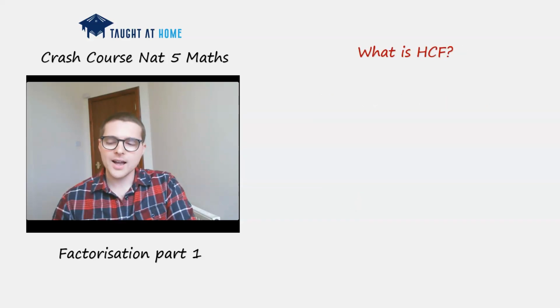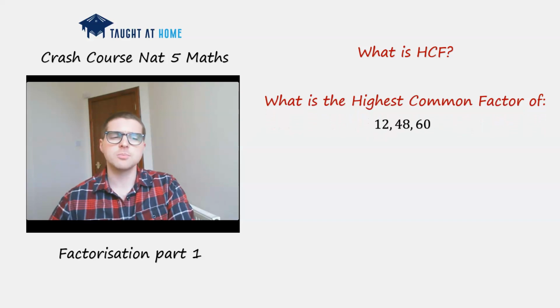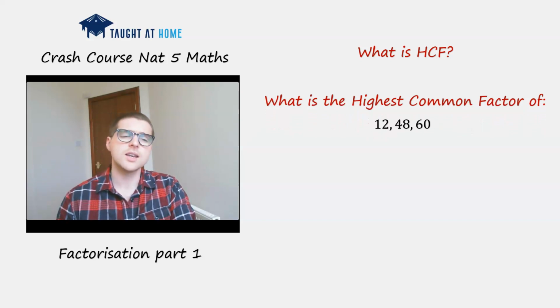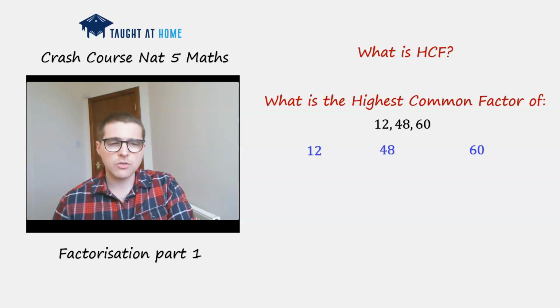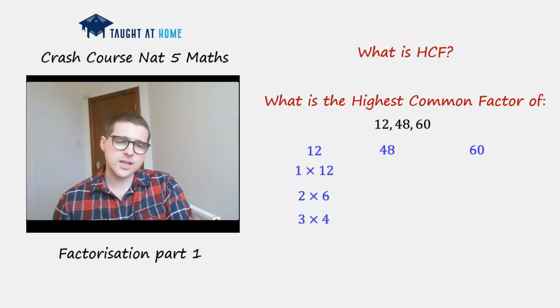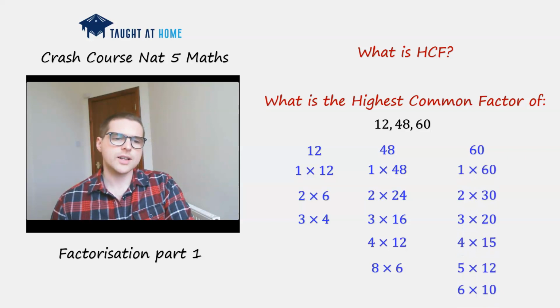So what do we mean by highest common factor? Well, the highest common factor is a factor shared by a set of numbers, and it's the highest among them. So let's have a look at finding the highest common factor between the numbers 12, 48 and 60. So what we can do is list the factors of each of these numbers. So 12, these are the factors there, 48 we've got the factors here, and 60 we've got the factors there.